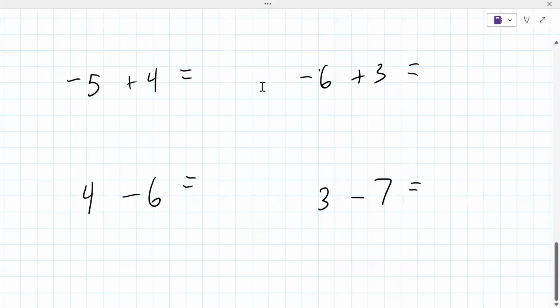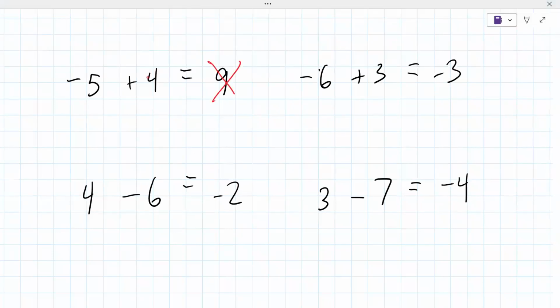Okay, give me your answers. I guess starting in the top left. 9. Okay. Negative 2. Negative 3. And negative 4. All right, so the only one that is not correct is the first one. Why don't you try that one more time, please?